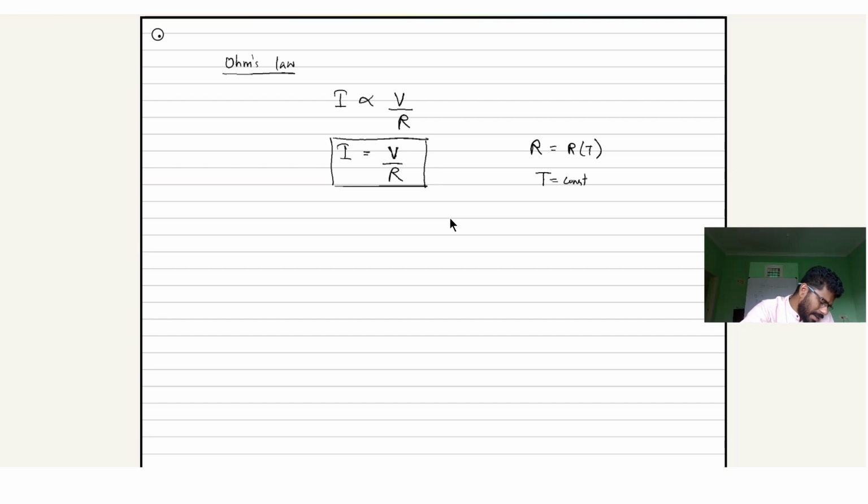Now, how can I experimentally prove it? Experimental verification. For this, I should just prove that the current flowing through a conductor is directly proportional to potential difference and inversely proportional to resistance. So we need some instruments to measure the current. Current can be measured using an ammeter, and to measure voltage I can use a voltmeter. So what I can do is take a battery here, and I can take one conductor here.